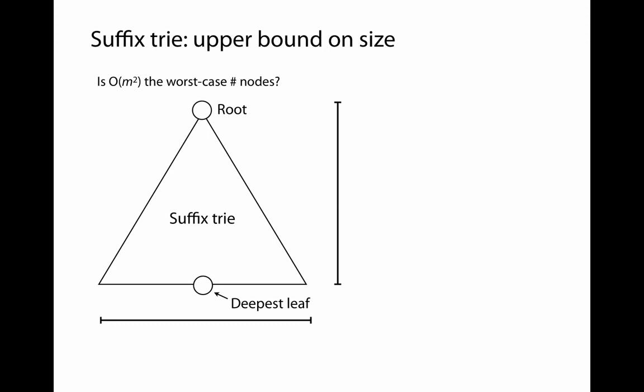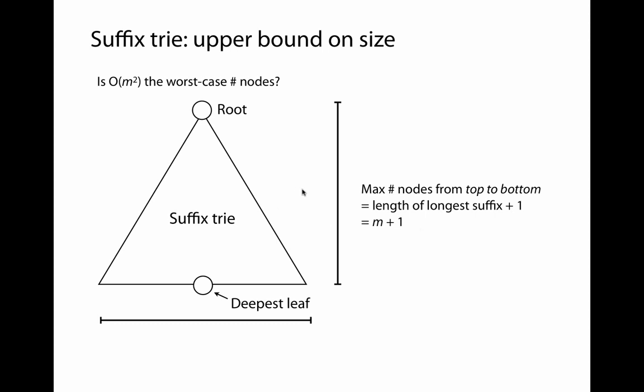Well, let's think about the dimensions of the suffix trie, the size of the suffix trie in terms of its height and its width. So I'm drawing a schematic suffix trie here. And first let's ask, what's the depth of the deepest leaf in the suffix trie? The leaf that has the most number of edges between it and the root. Well, the deepest leaf corresponds to the longest suffix. And so let's say the length of the longest suffix is m plus 1, because of the $. So the longest suffix of a t of length m is m plus 1 after we add the $.